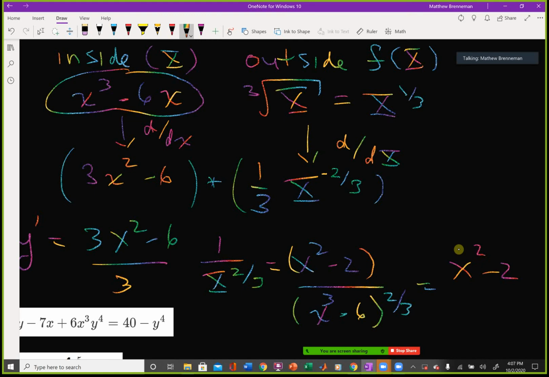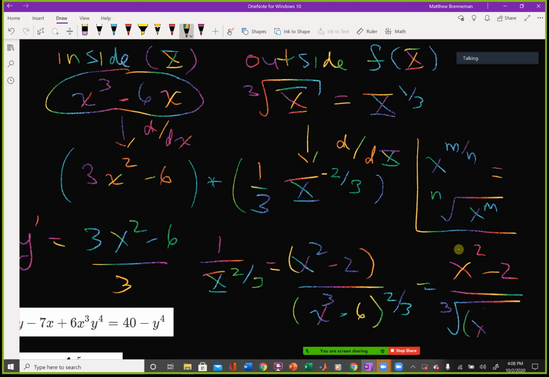Well, let's use this little fact that we learned before. It says x to the m over n is equal to the nth root of x to the m. Remember that? And so I can employ that. The denominator is always the index of the root, so that's going to be 3. And this will be the cube root of, and then this is going to be the power of the radicand, x cubed minus 6 squared.